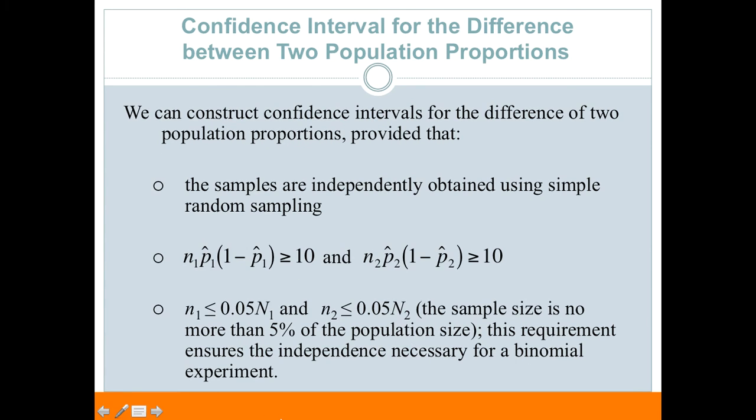So the same three things have to be true. I'm not going to go through these again. We have to have independence. We have to have our sample size times our proportion times 1 minus our proportion being at least 10 for both of our samples, and we have to have simple random sampling independently obtained.